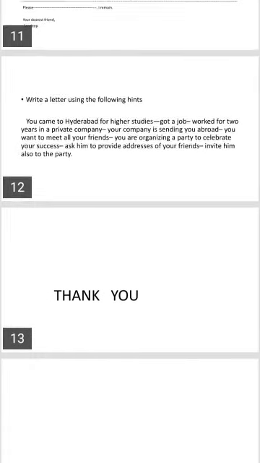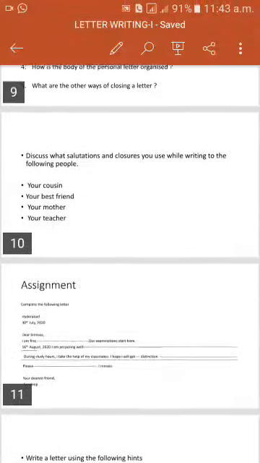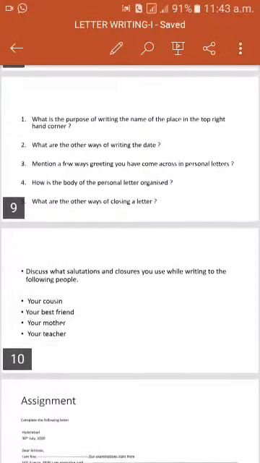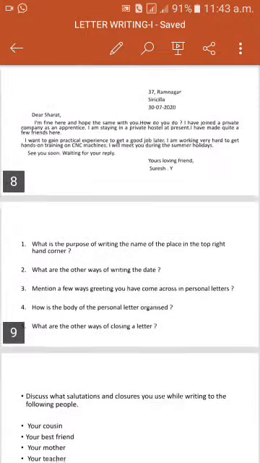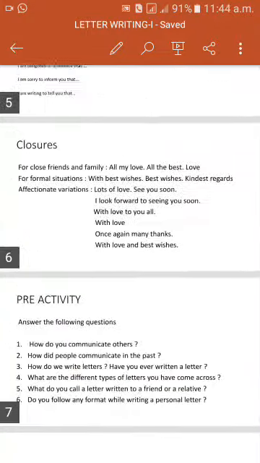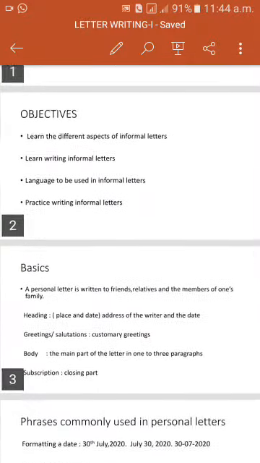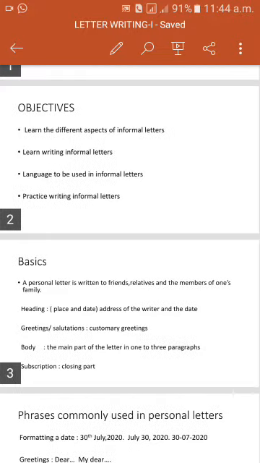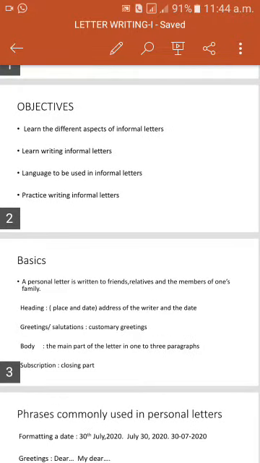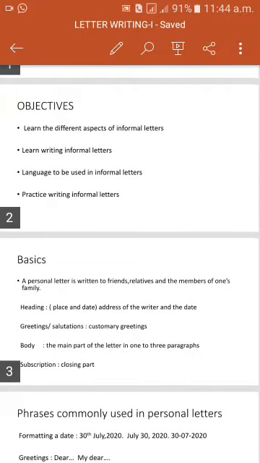So, this is the way of writing personal letters. One more letter. Write a letter to your friend inviting him to your sister's marriage.